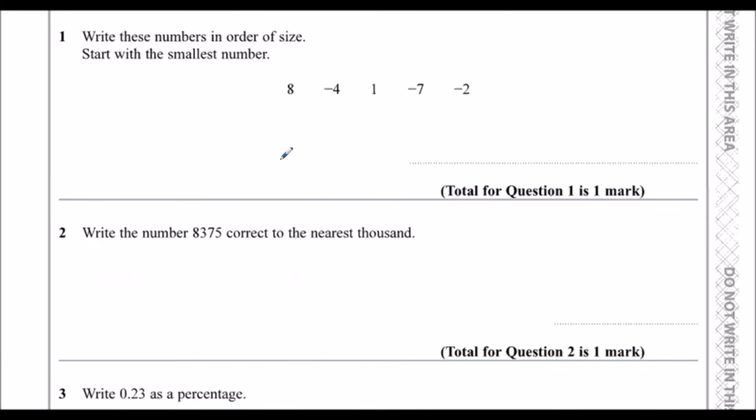Question 1 says write these numbers in order of size. Start with the smallest number. So the smallest number is the biggest negative number. So that's -7. Then we've got -4. Then -2. And then into the positive numbers, 1 and 8.